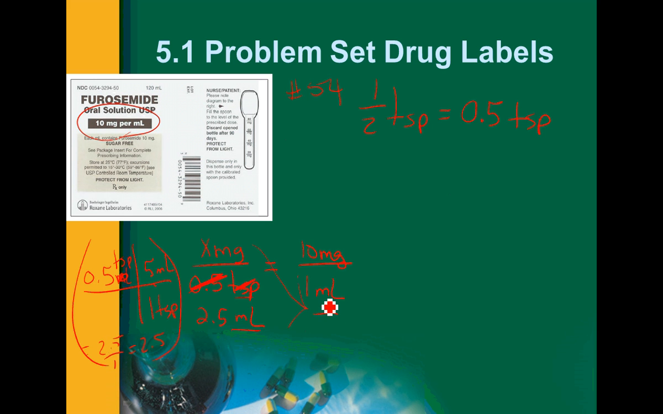So then we're going to cross multiply. Whatever you multiply the x by always goes on the bottom. X times 1 is 1. 10 times 2.5 is 25. So then your answer will come out to be 25 milligrams. So there's 25 milligrams, of course, in a dose.